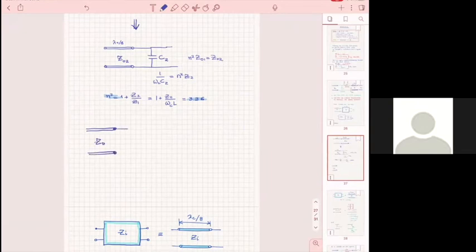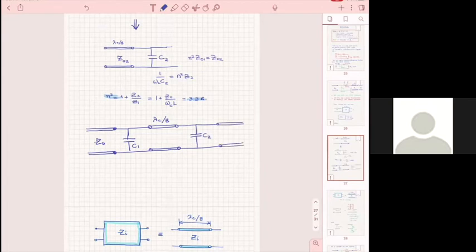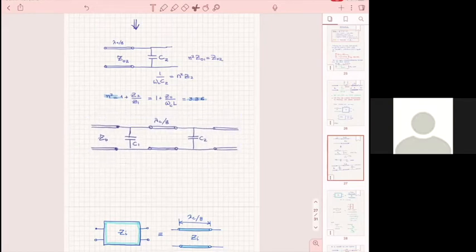Then I have the first capacitor, C1. Then I have another section of a transmission line with different characteristic impedance now, which however is L sub C over 8. And then I have another capacitor, C2. And then I have another section of a transmission line, which is the output transmission line. All right, so that's practically what I have.